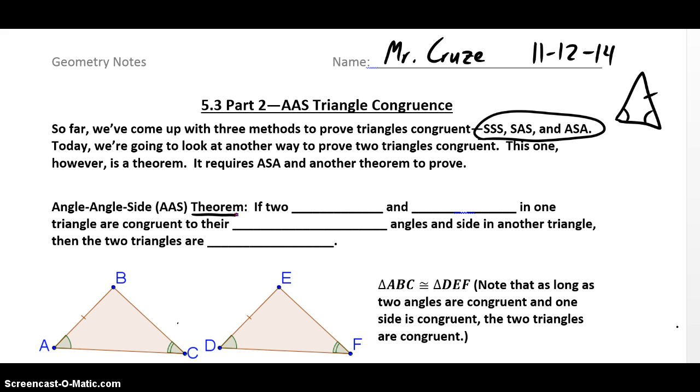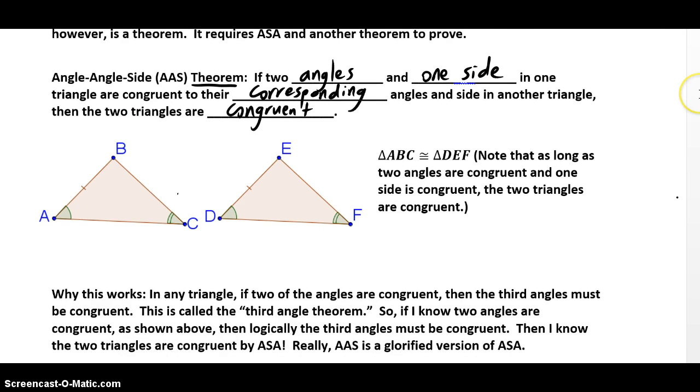This one's a theorem. And it says, if 2 angles and one side in one triangle are congruent to their corresponding angles and side in another triangle, then the 2 triangles are, of course, congruent. So I give you a picture here. Triangle ABC is congruent to triangle DEF because it has 2 sets of angles that are the same and just a random side.